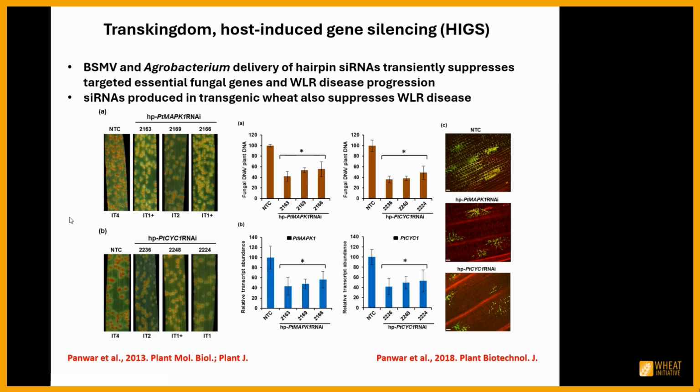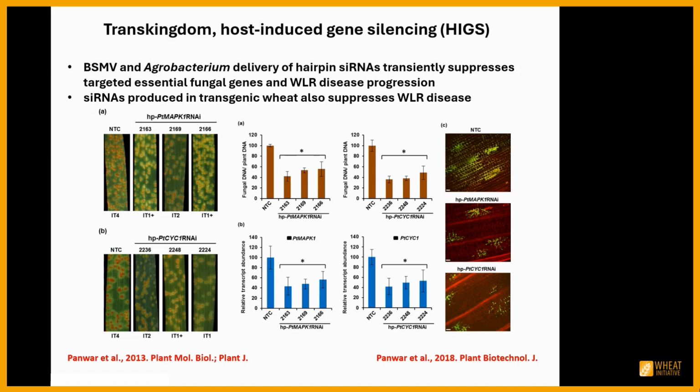We wanted to follow this up. So this is targeting single genes, a MAP kinase and a cyclophilin gene, but we also have transgenic wheat plants that have both genes in their genome. So they express both genes or target both genes in the rust fungus. But we were not able to test them just because of lack of funding.